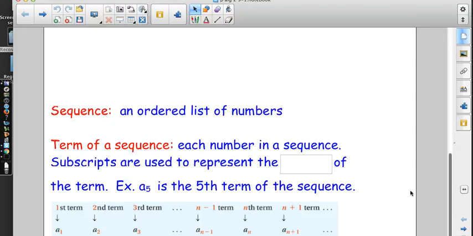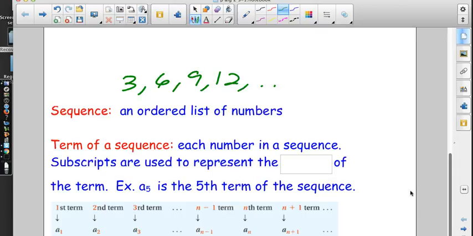So if I give you this one, the dot, dot, dot, by the way, means something in math. 3 dots means it goes on forever. So this is a pattern of numbers. Do you know what pattern that is?